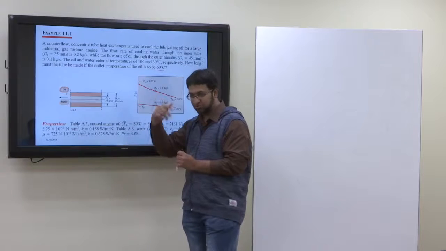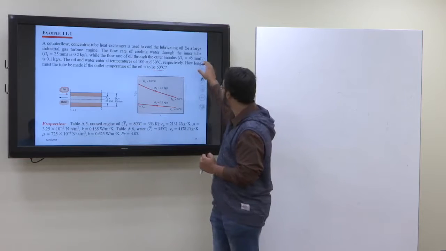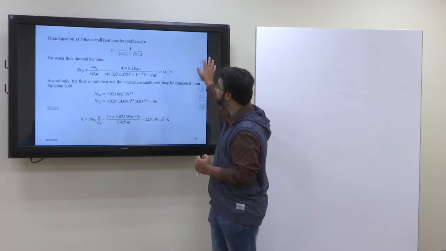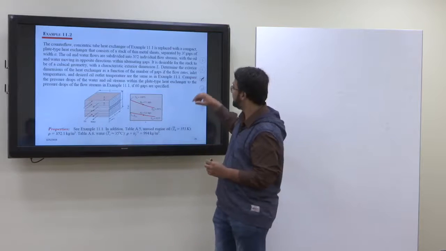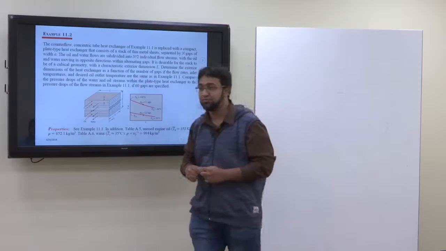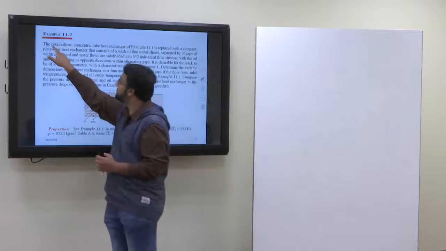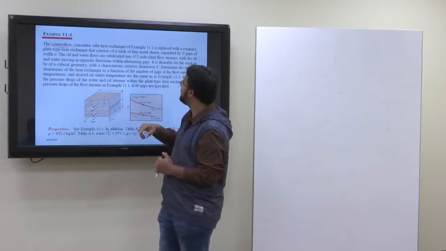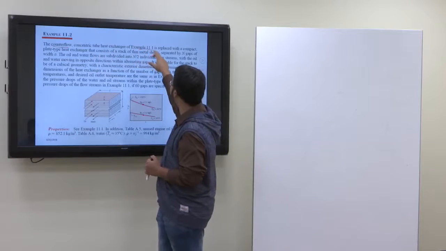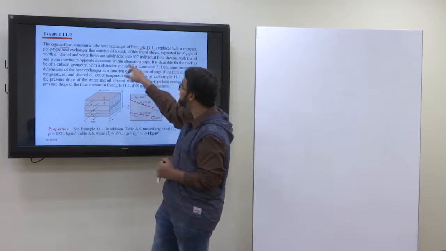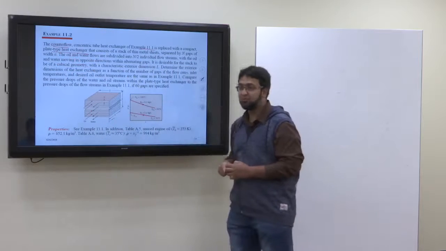Did you recall what was asked in the problem that we solved last time? Now let's go back. This is the problem that we are going to solve now. This is again a counterflow concentric tube heat exchanger. The counterflow concentric tube heat exchanger of example 11.1 is replaced with a compact plate type heat exchanger. So now we replace it with the compact plate type heat exchanger.